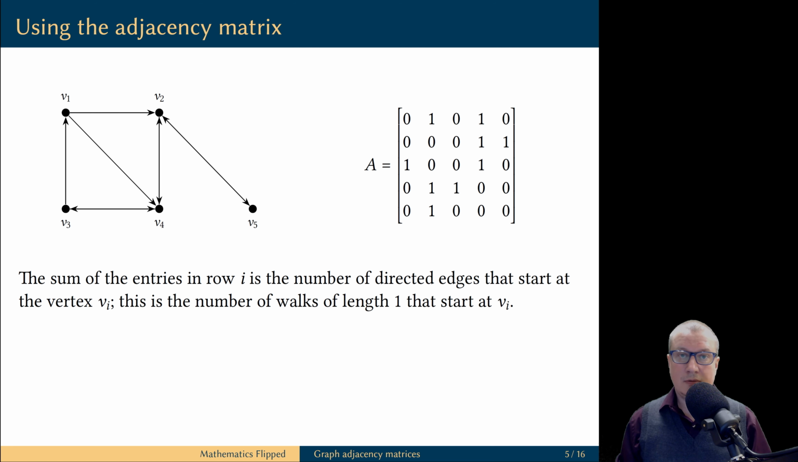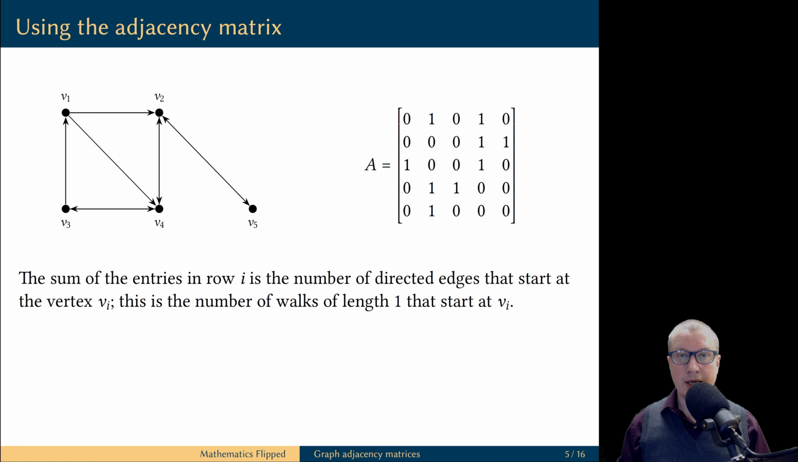You may ask, what's the use of the adjacency matrices? Why would you go through this procedure of constructing this matrix if you can simply look at the picture of the graph? Well, let's figure it out. For example, if you take row i of the adjacency matrix and you add up all the entries in this row, then this will give you the number of edges that start at the vertex vi.